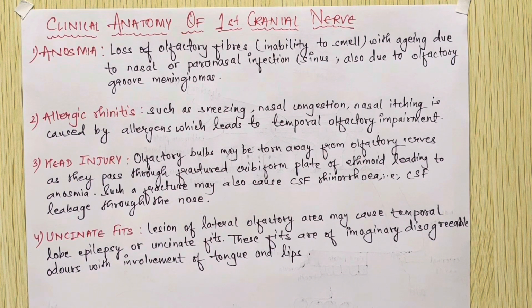Fourth one is uncinate fits, that is lesion of the lateral olfactory area may cause temporal lobe epilepsy or uncinate fits. These fits are of imaginary disagreeable odors with involvement of tongue and lips. So here we finished the first cranial nerve, that is the olfactory nerve.